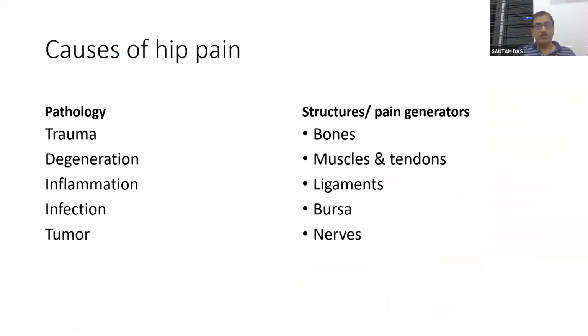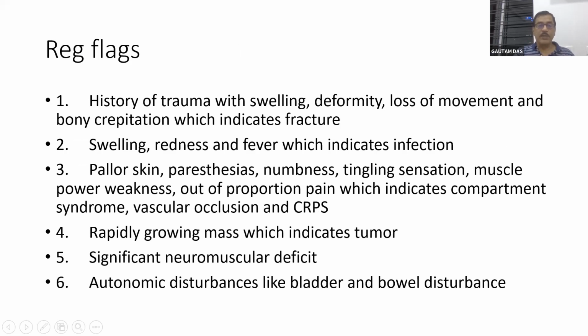So if you're thinking about the structures, we always try to remember the two important areas in the diagnosis of any particular pathology, any particular painful condition. One is which structure is responsible for the pain, and second is which pathological process is causing the pain. All these structures can cause pain, and all these pathologies can cause pain. And apart from that, the red flags are almost similar.